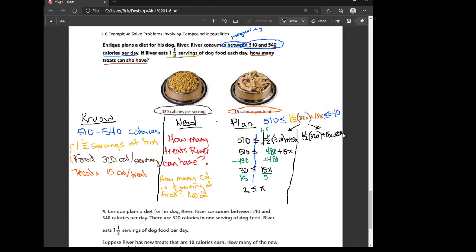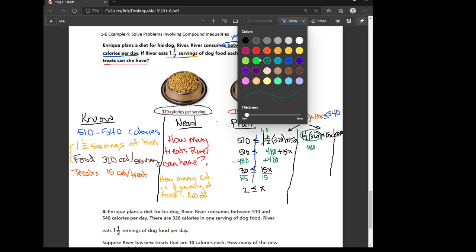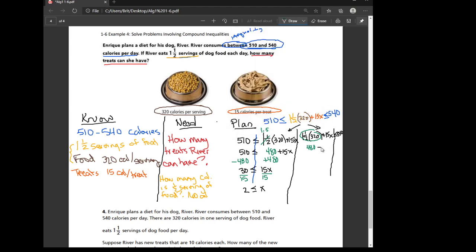That 540 is still a little squished, but I think we can make it work. Alright, so again, we're going to start by doing that 1 1/2 times 320. So we know that this is 480. And we know we're adding 15x to it, and that it is less than or equal to 540. Notice that I accidentally put a plus there. I meant that I was subtracting, right? Because it has to be the same.